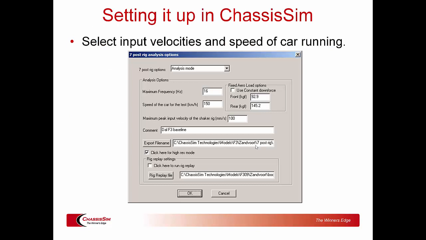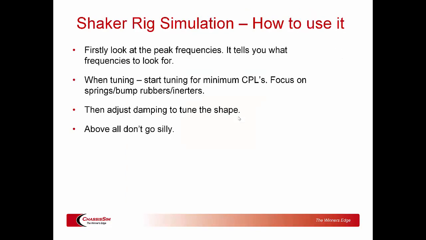First things first, you select a corner speed that you're most interested in. It can be a medium speed corner, say like 150k an hour or a 200k an hour corner. You put in your peak input velocity. Rough rule of thumb, you take your damping velocities divided by 3. Again, rough rule of thumb, it gets you in the ballpark. And then you export your file name. This is how you use it, ladies and gentlemen.